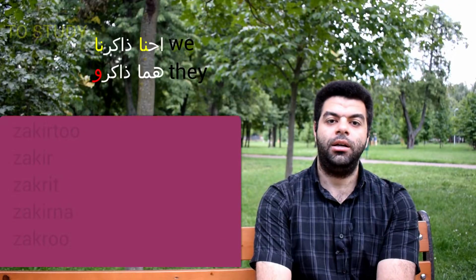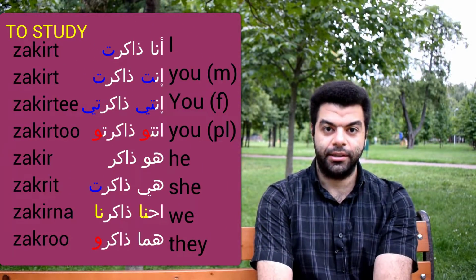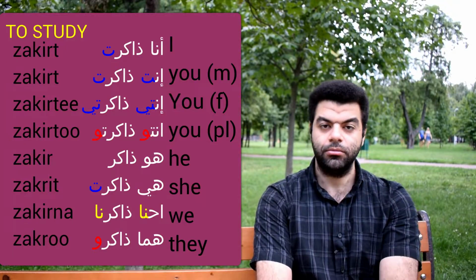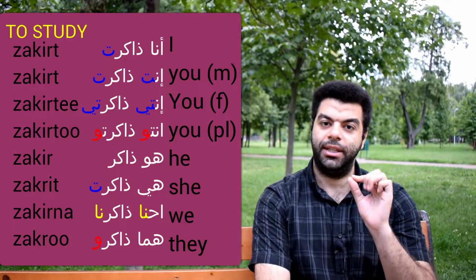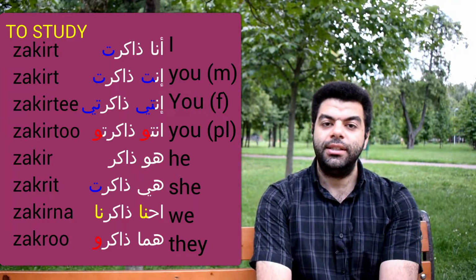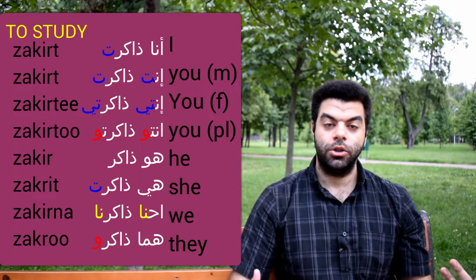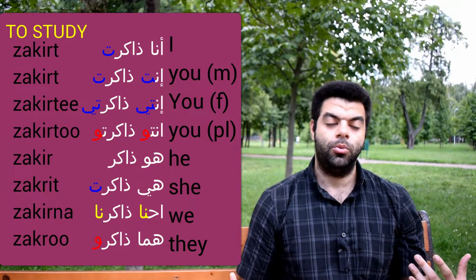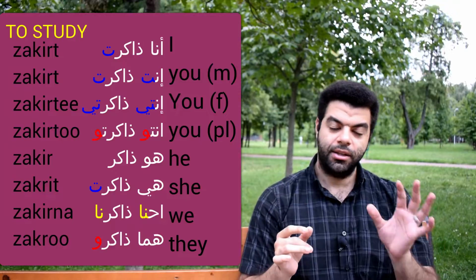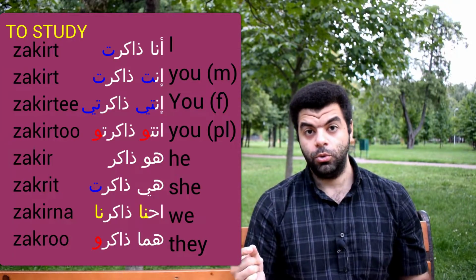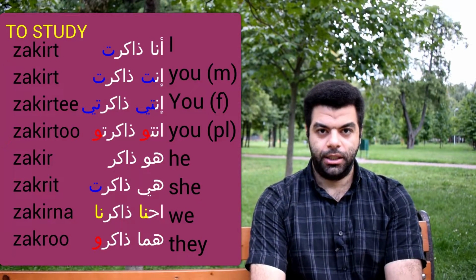So, ana zakert. Inta, you male. Zakert. It's the same as ana. Inti, zakirti. So it's the same, and then we say e at the end. Inti zakirti. And then intu, zakirtu. So the easy way for you to remember this is from the endings of the pronouns. Inti, and then zakirti. Intu, and then zakirtu. It's the same endings.